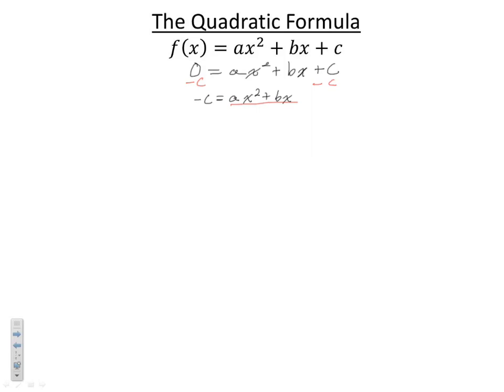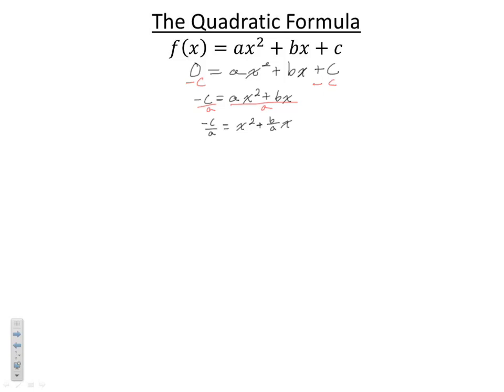So then we have 1 as our leading coefficient, because the leading coefficient, remember, is the one in the front with the highest degree term, and the highest degree here is x squared. So we divide both sides by a, and we now have negative c over a equals x squared plus b over a x. So far so good. This has not been too bad for completing the square, but now comes the tricky part.